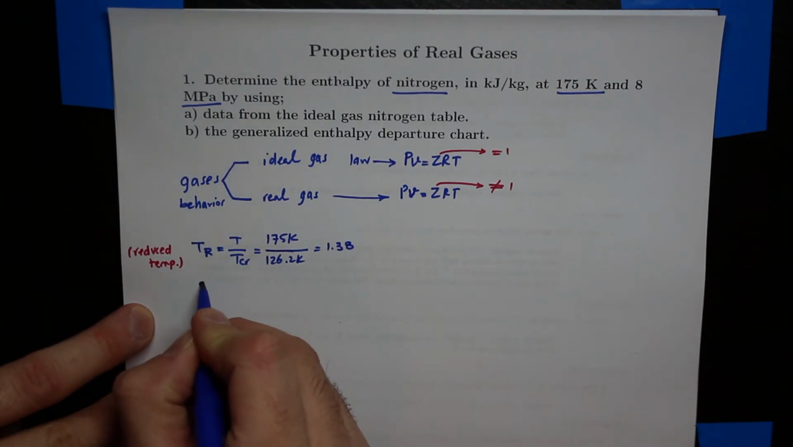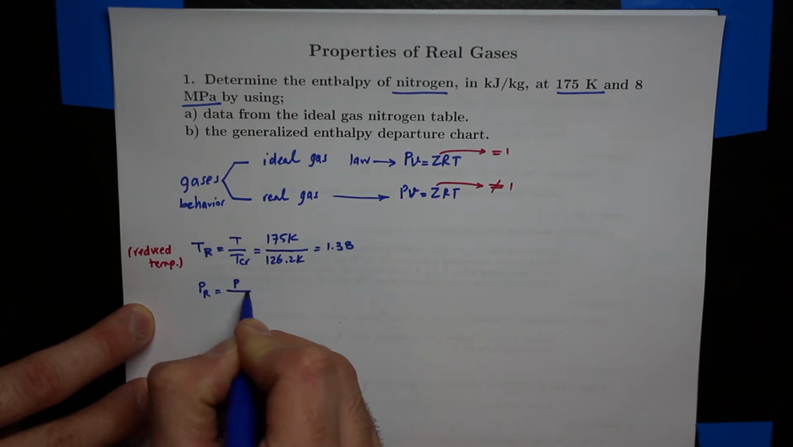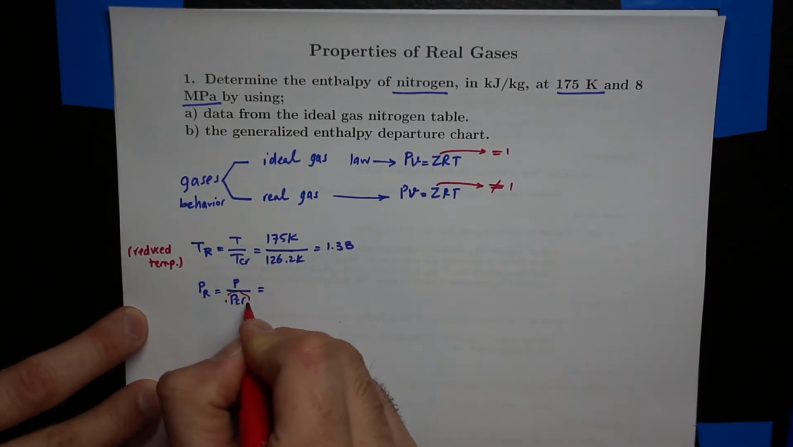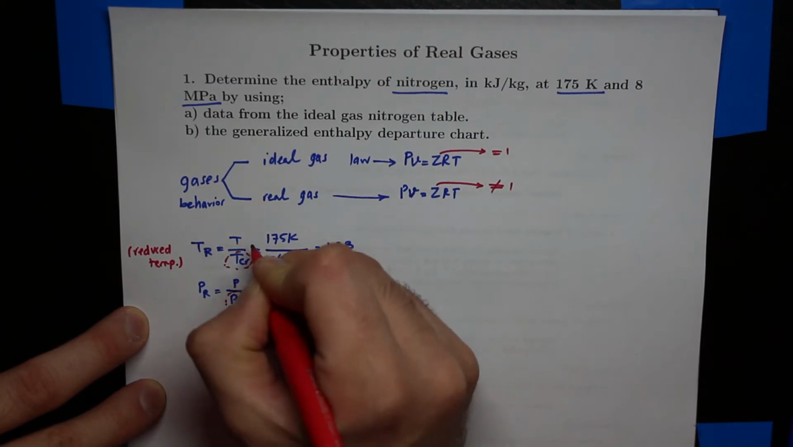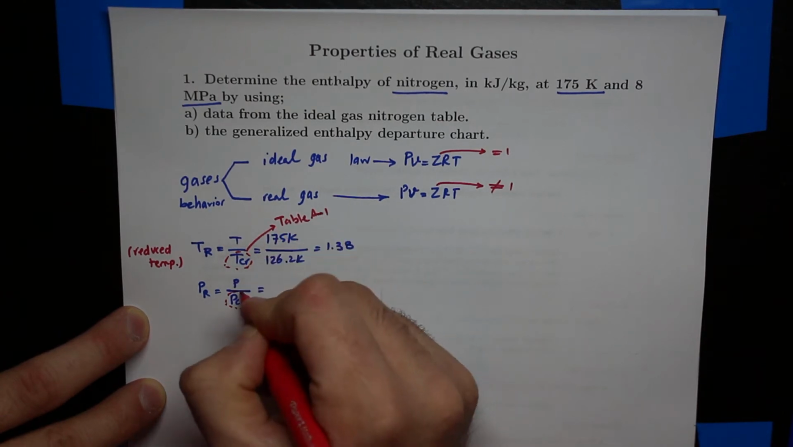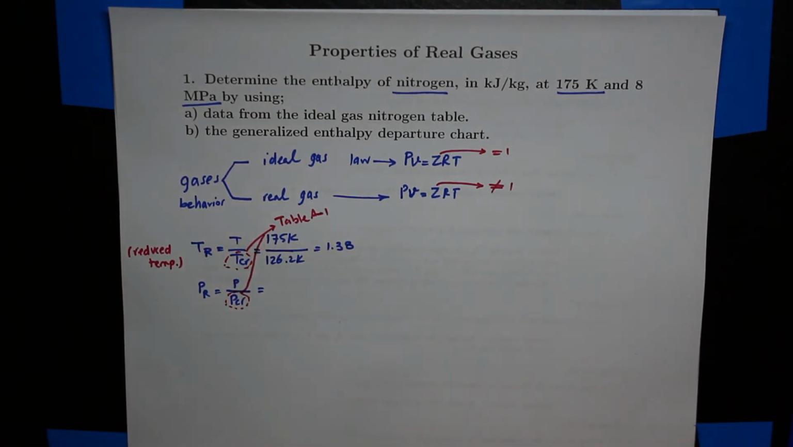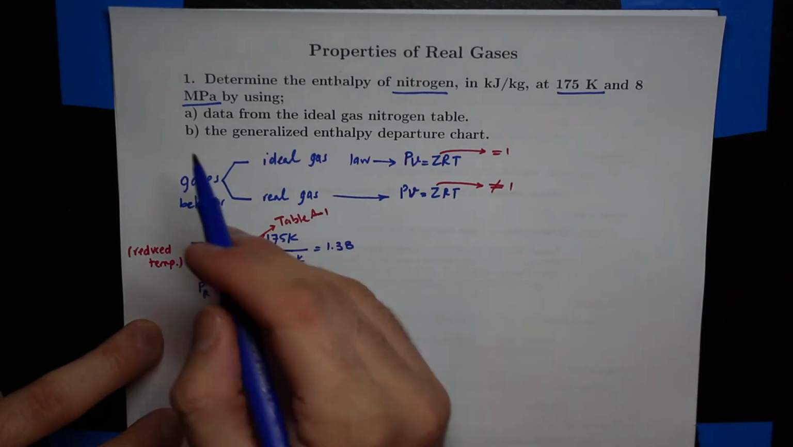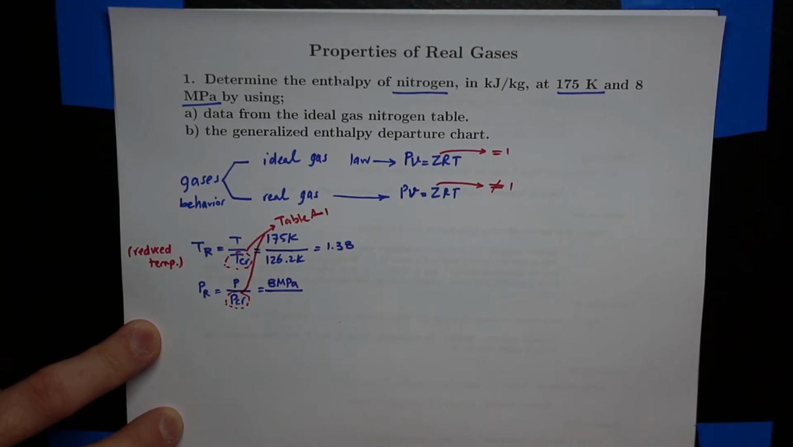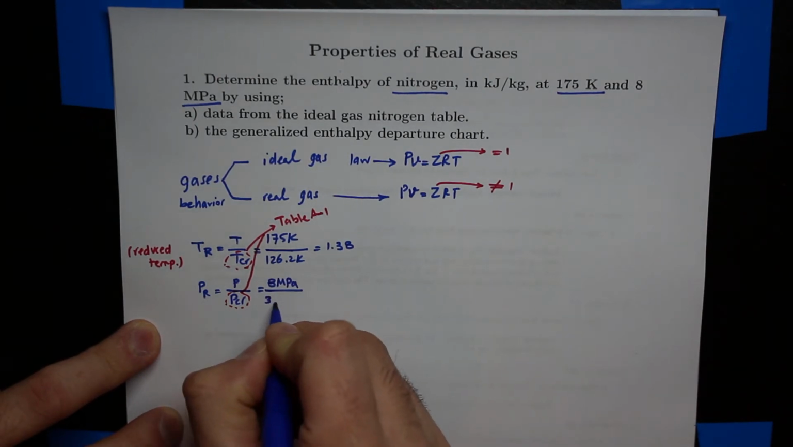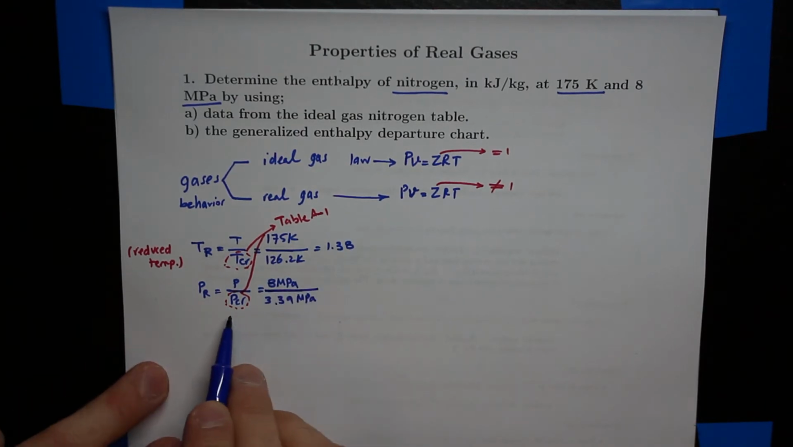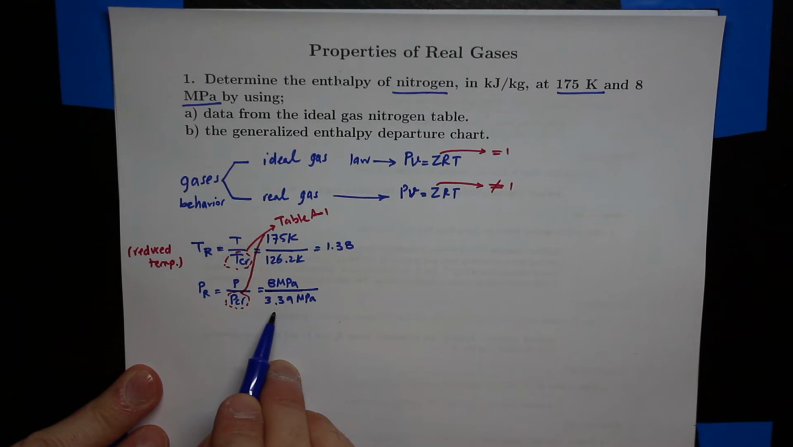Also, we need to find the reduced pressure, P subscript R, which is pressure divided by the critical pressure. Once again, the critical properties come from table A1. The pressure is given at 8 megapascal, and if you go to table A1, you will be able to obtain the critical pressure, which is 3.39 megapascal. Just be careful that the unit of the critical pressure in that table is megapascal.